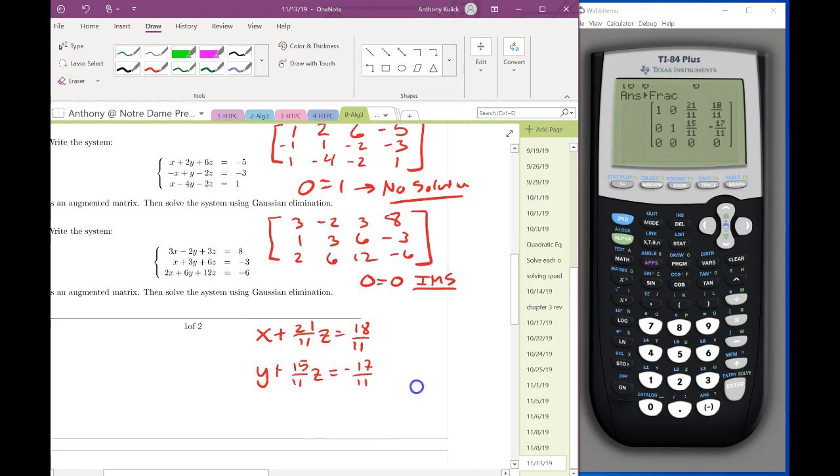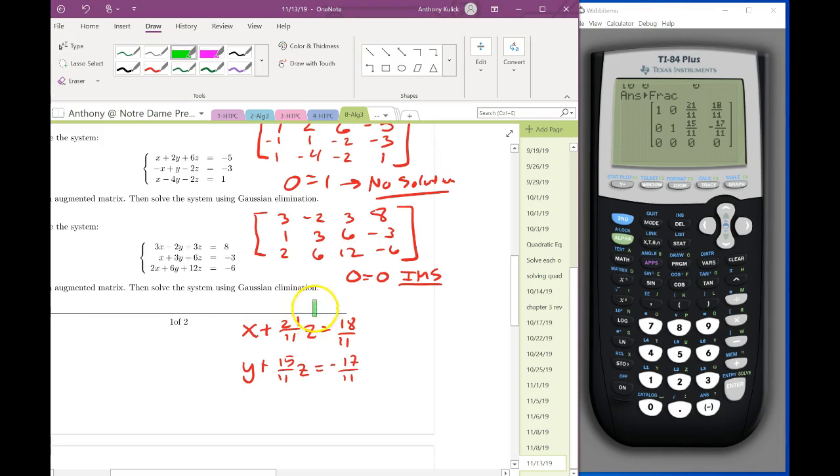Okay. So all I'm going to do now, I notice that both x and y I can write in terms of z's. So I'm just going to get the x by itself and the y by itself. So if I do that, I get x equals negative 21 over 11z plus 18 over 11. And similarly, I can say y equals negative 17 over 11z minus 15 over 11z. Everybody agree? Just by subtracting the z parts to the other side. Right?